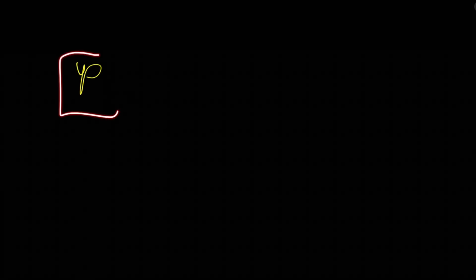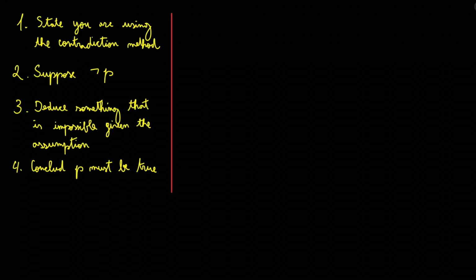Let's say you want to prove the proposition P. In the proof by contradiction, instead of trying to prove P directly, we assume the opposite of the proposition, so not P, and show that this leads to an impossibility. Here's the general structure of the method.